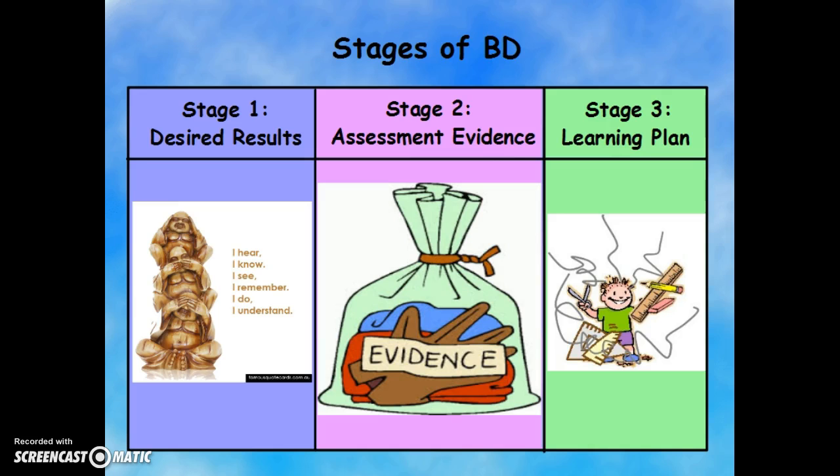Like I'd said before, there are 3 stages of backwards design. Stage 1 is where we establish our desired results. What do we really want our students to know, understand, and be able to do?